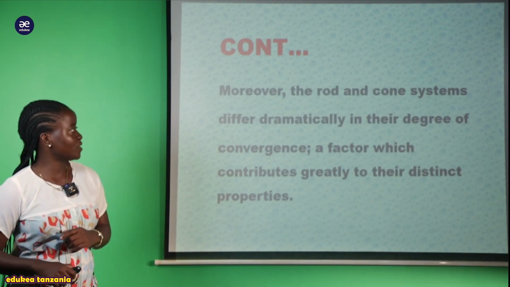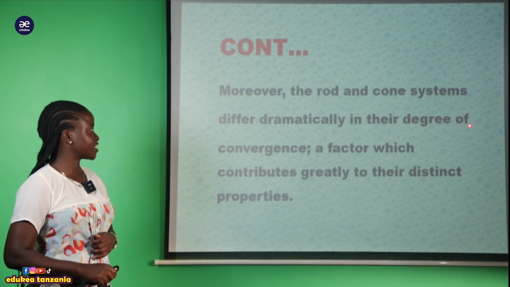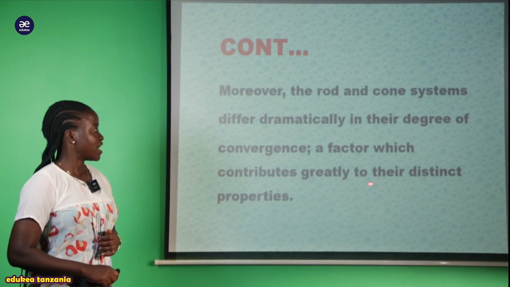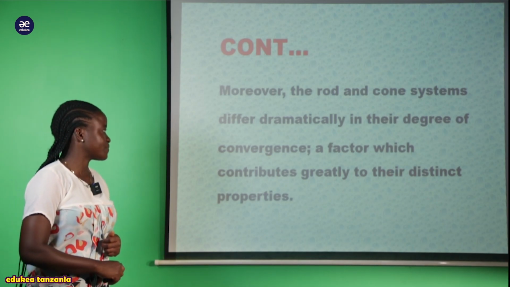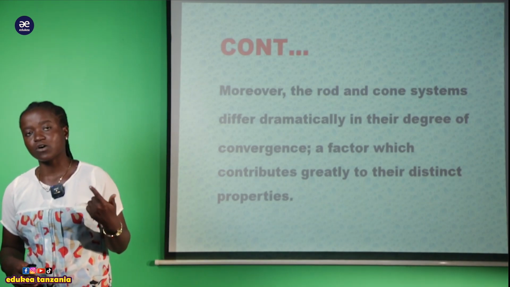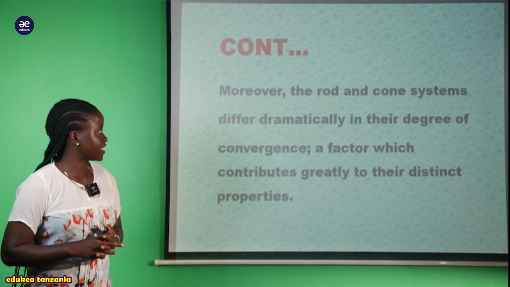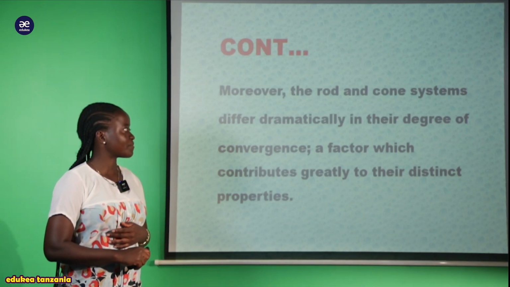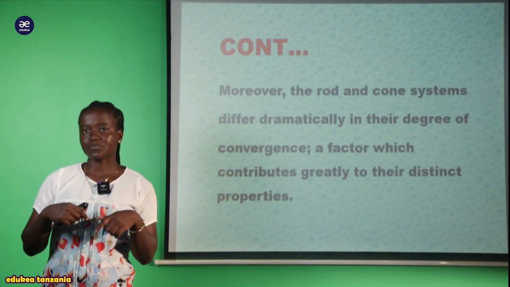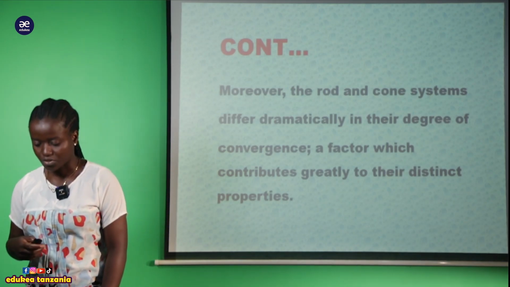So now we can say that, moreover, the rods and the cones system differ dramatically in their degree of convergence. That is a factor which contributes greatly to their distinctive property. Kwa ukiangalia ile structure au ile rod system na cone system zinazopatikana within the retina, they are quite different. Ndio maana hapa tumesema kwamba they differ dramatically in their degree of convergence of light. How does the light enter through the cones and how does the light enter through the rods?